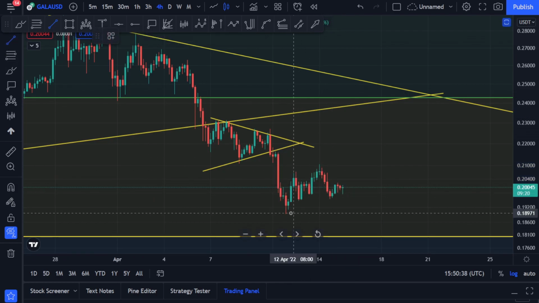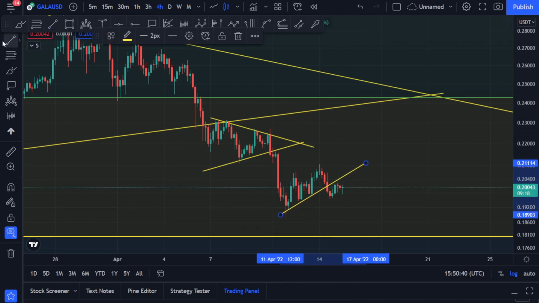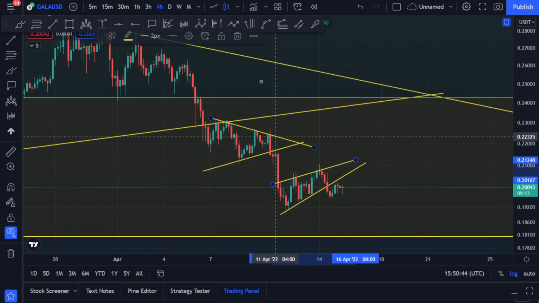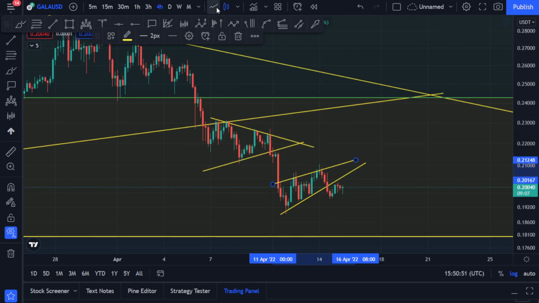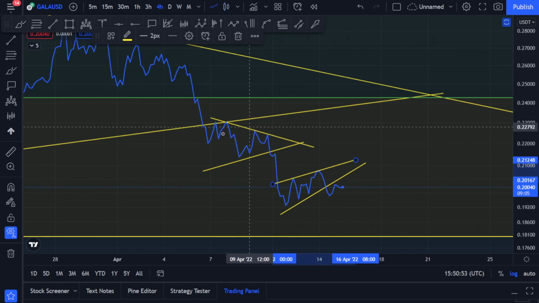and then we made this rising wedge formation. This is the rising wedge. If you see it in the line graph, you can see it a little bit better. They have these candle patterns just to make it easy for us, but this is actually the most accurate one where you can see your patterns.